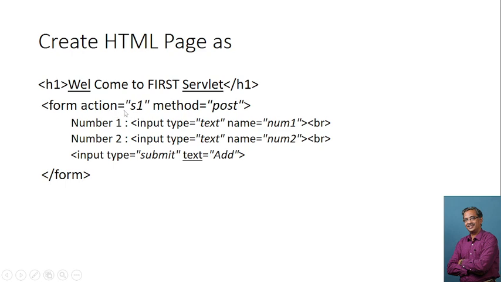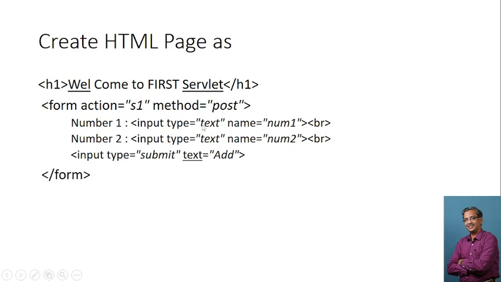And for method, we have two methods, get method and post method. The difference between get method and post method is in the data which we are passing here. This is number 1 and number 2. If it is a get, it shows the value of number 1 and number 2 also. In case of username and password, we have to hide them. In that case, we go with a post. It transfers the data to the servlet, but it won't show in the URL.